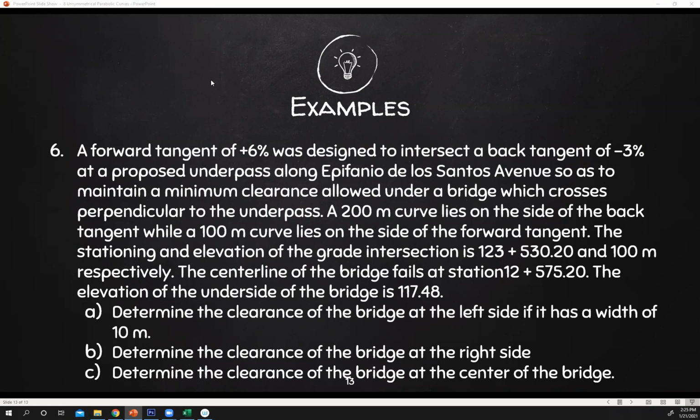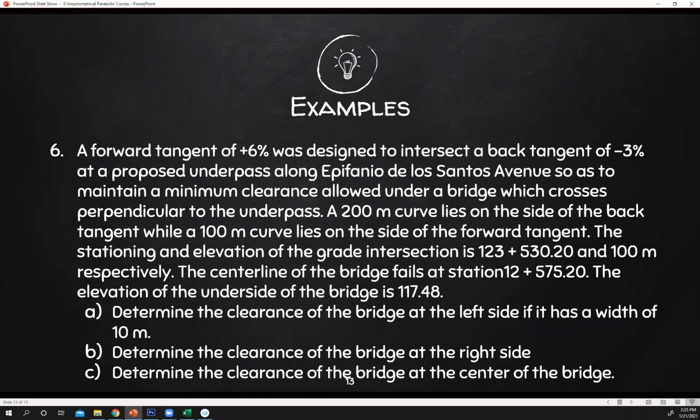A forward tangent of positive 6% was designed to intersect a back tangent of negative 3% at a proposed underpass along Epifanio de los Santos Avenue so as to maintain a minimum clearance allowed under a bridge which crosses perpendicular to the underpass.